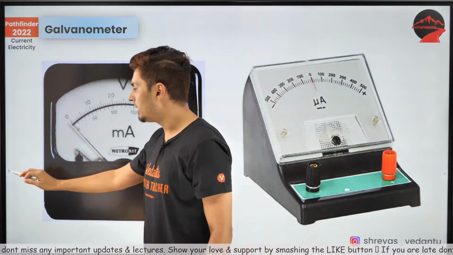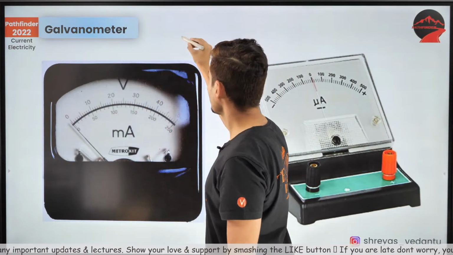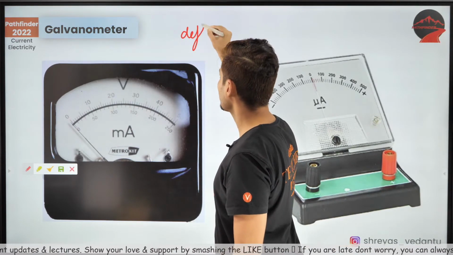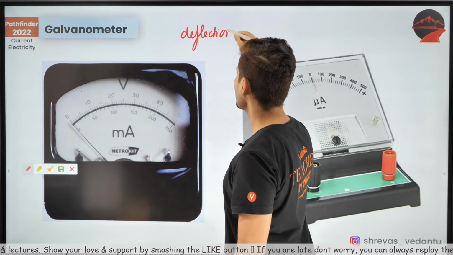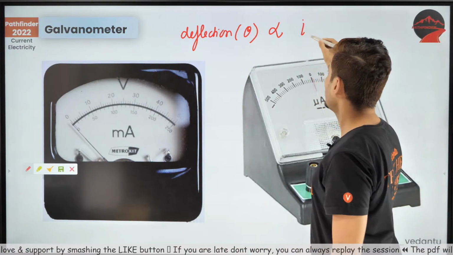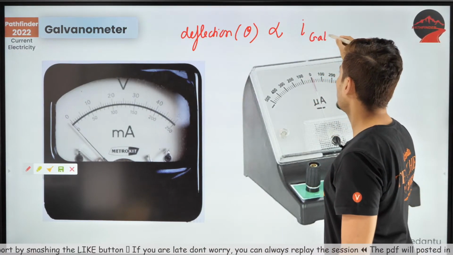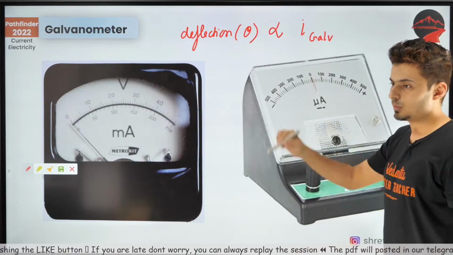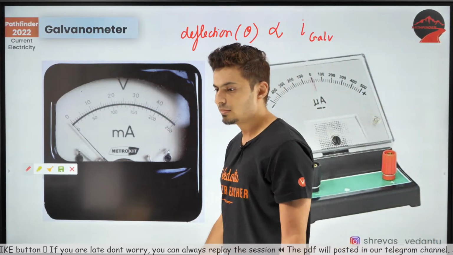So the whole idea of the galvanometer is that the deflection, which is theta, is directly proportional to the current through the galvanometer. So it's directly proportional to that. Yeah, as simple as that.